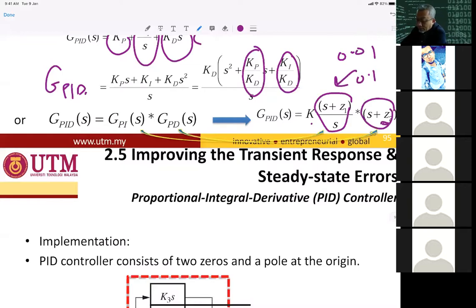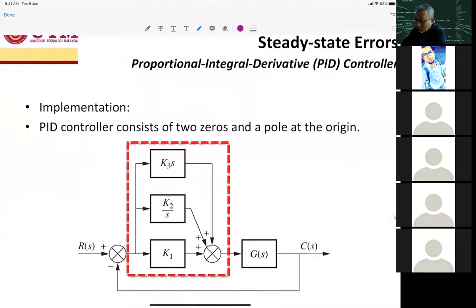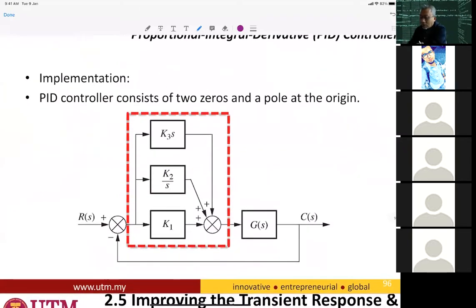So implementation-wise, the PID controller shown here consists of 2 zeros and a pole at the origin. So you have K1, K2 over S, and K3 over S multiplied by G(S).